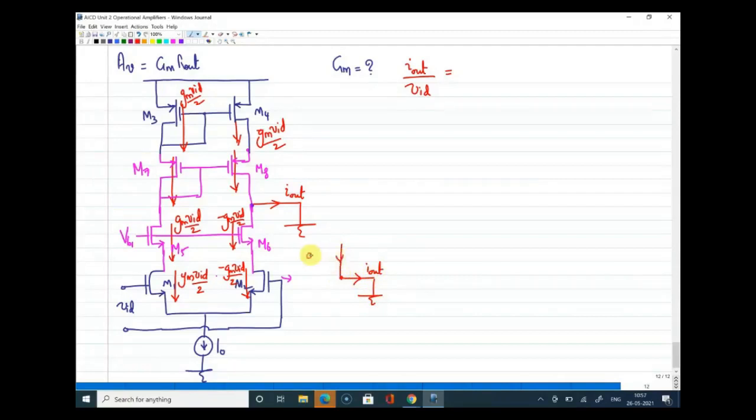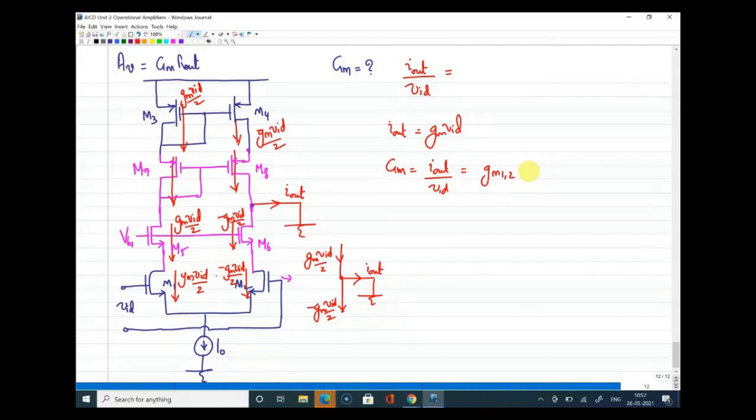From the top, the current coming is Gm into Vid by 2, and the current leaving this node is minus Gm into Vid by 2. That means the output current I out can be written as Gm into Vid, or we can write the short circuit transconductance Gm is equal to I out by Vid is equal to gm of either 1 or 2. Is it clear? Is this transconductance calculation clear? We have done the same thing even for the differential amplifier structure, and that could be extended even here. Can I get your response in the chat box?